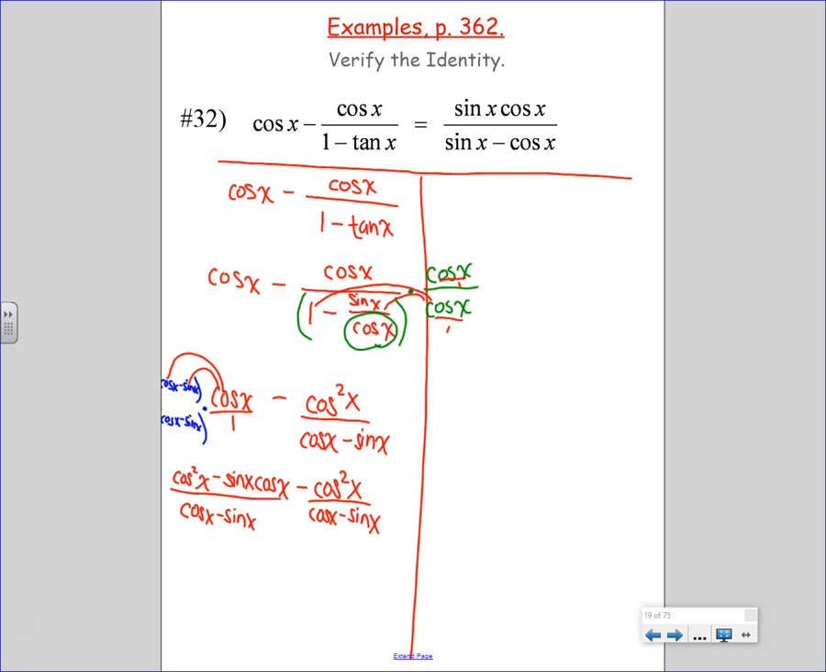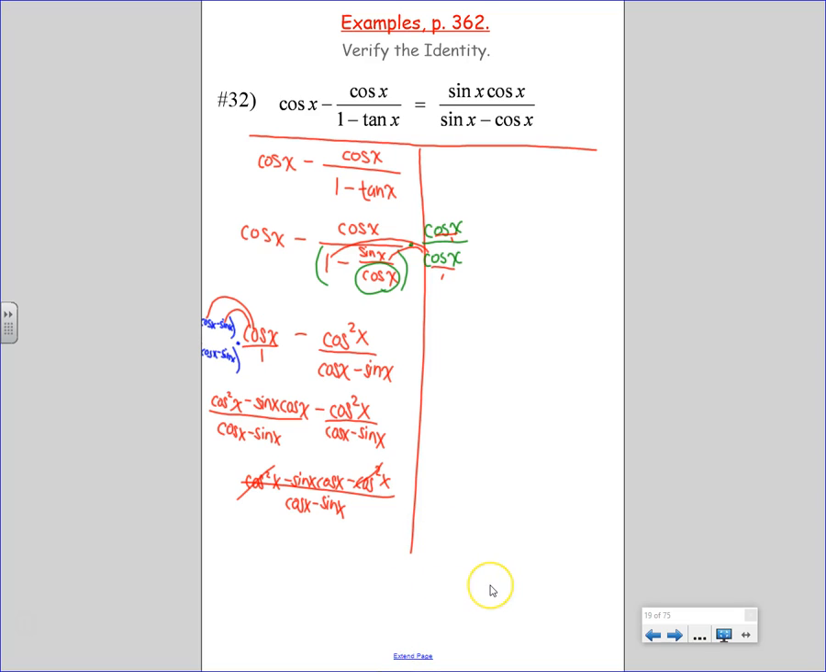Now I can put them all together, and what happens, kiddos, when I do cosine squared, a positive cosine squared, minus sine cosine, and then a negative cosine squared? Good. Now what is different as I look at the final and what I have? There's a negative sign. The signs are different. Now here's a creative way of dealing with that.